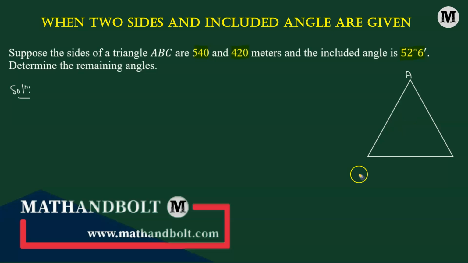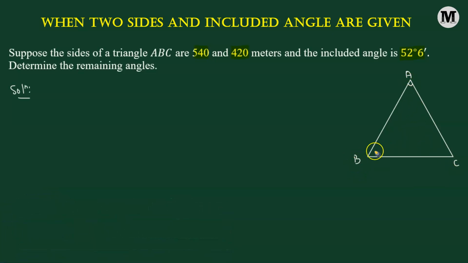So let's say ABC is our triangle. We are also going to name the sides. The side opposite to angle A, which is BC, will be denoted by the letter a in lowercase. Then the side opposite to angle B, which is AC, will be denoted by b in lowercase, and the third side, AB, which is the side opposite to angle C, will be denoted by c in lowercase.